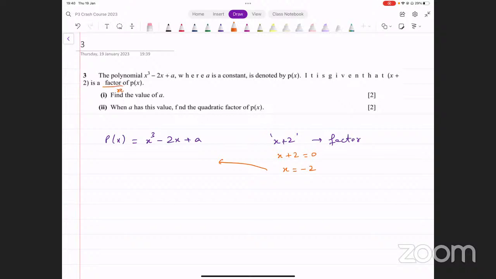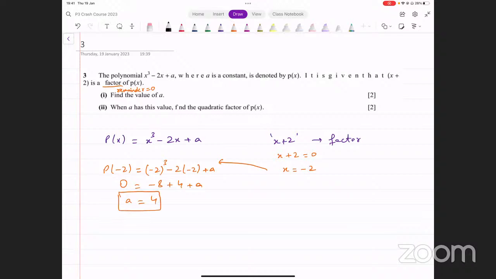a factor. Factor ka matlab hota hai that the remainder is equal to 0. So that's what we do. We put x equals minus 2 here. P of minus 2 equals (minus 2) whole cube minus 2 into minus 2 plus a. Since the remainder should be 0, we put this equal to 0. That gives us minus 8 plus 4 plus a, and a turns out to be equal to 4 from this. And that was pretty straightforward. A equals 4, the first part.